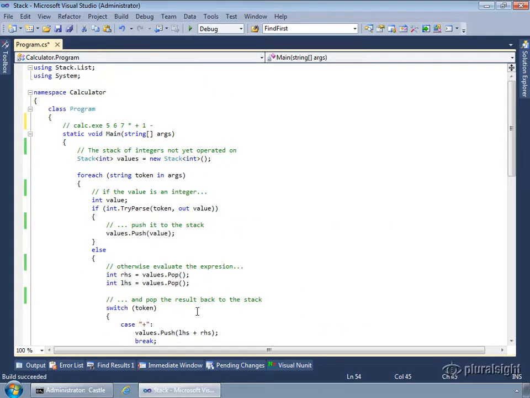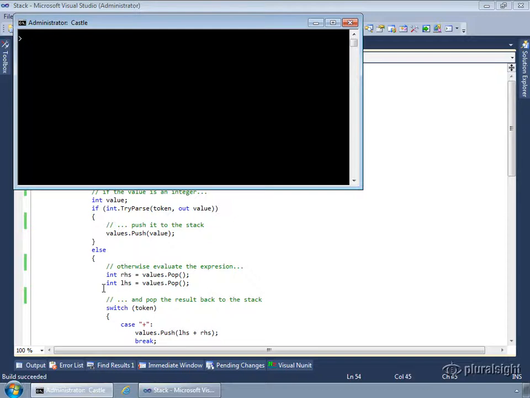So let's take a look at this in action on the command line. I'm going to run the calculator, and I'm going to pass in, like we've looked at, 5, 6, 7, multiply. That'll multiply 6 times 7, the result of which will be added to 5. 1 will be pushed to the stack and subtracted from the result, giving us 46. Now we can see some simpler calculations. For example, 5, 2, plus, and that's 7.